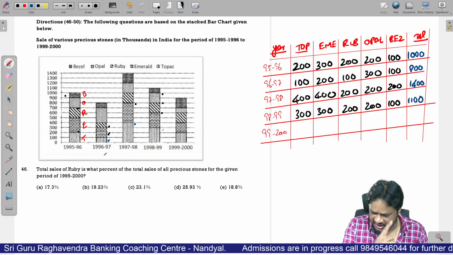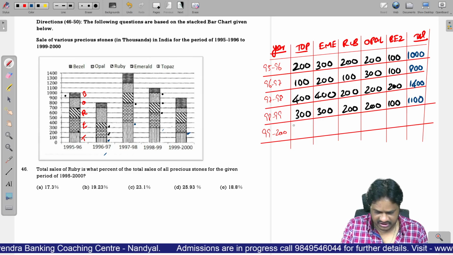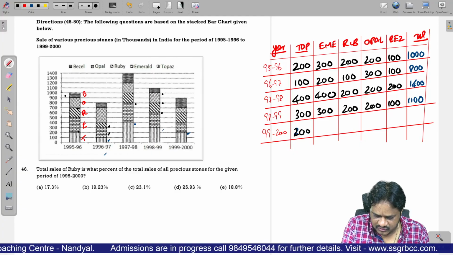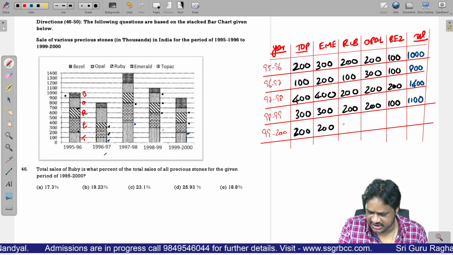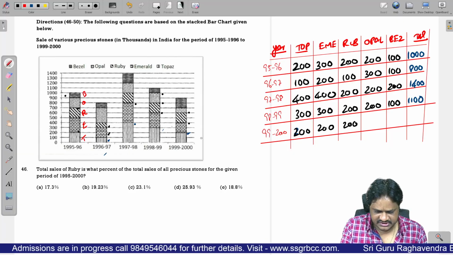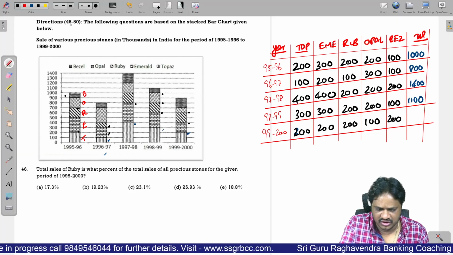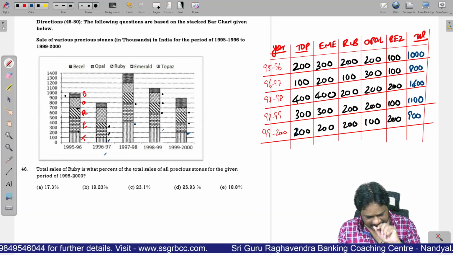Let us do 99 and 2000. The first one is until 200. 200 to 400, again 200. 400 to 600, again 200. 600 to 700, 100. Then 200. Total 900. Now let us move to the questions.